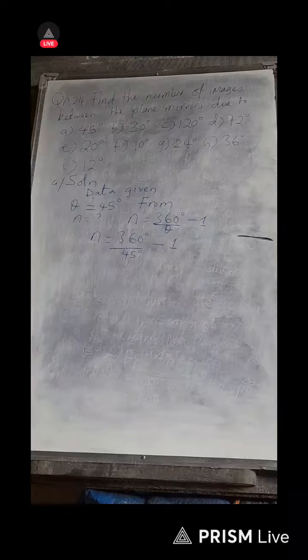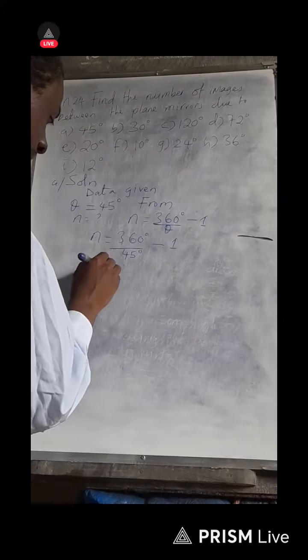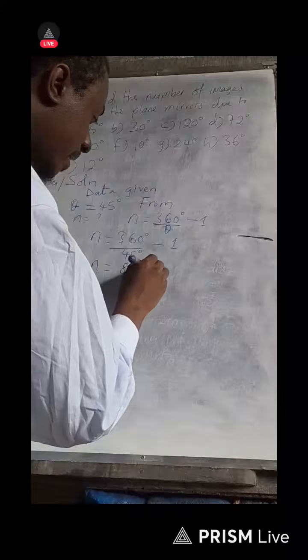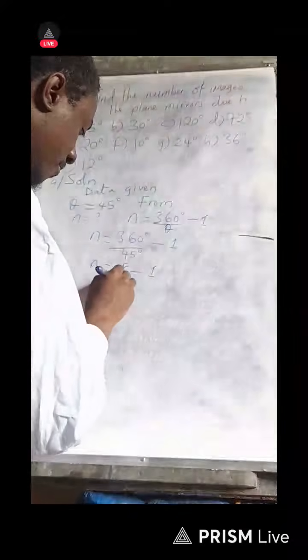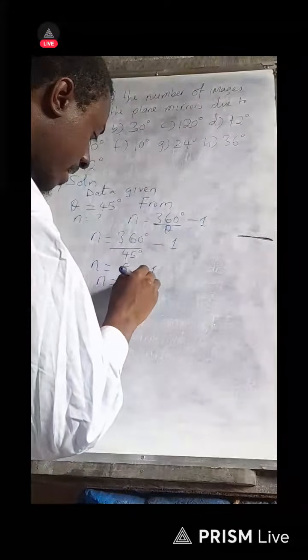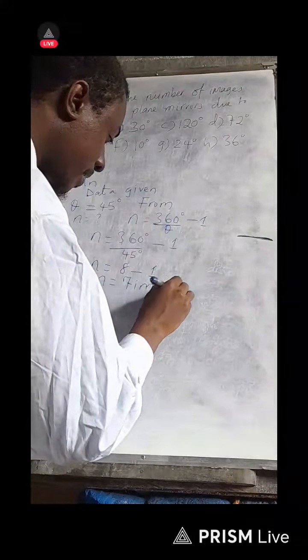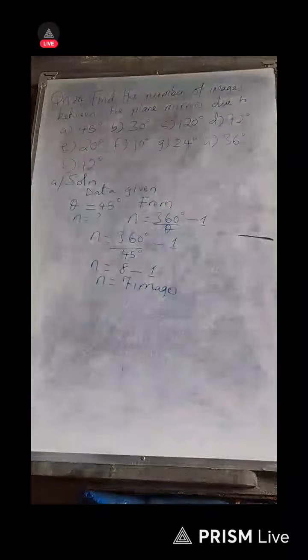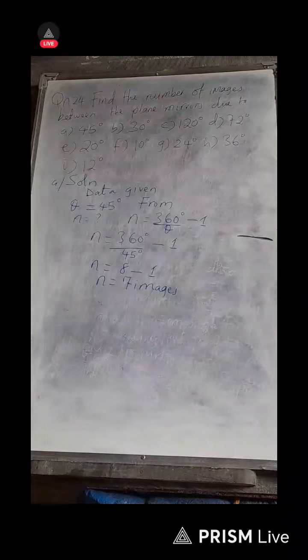If you calculate it, you get 8. So N is equal to 8 minus 1. So the final number of images you can get is 7 images. This is the way we can do all questions based on this important concept.